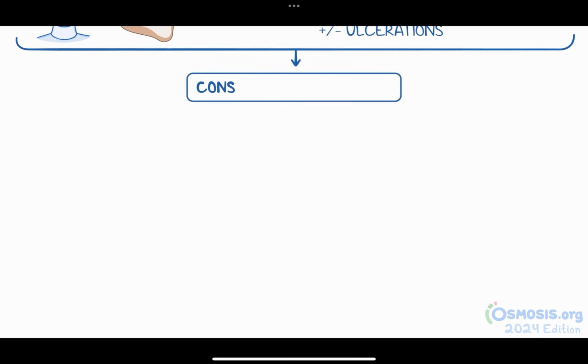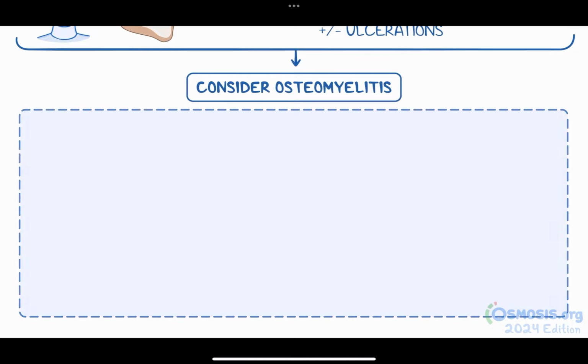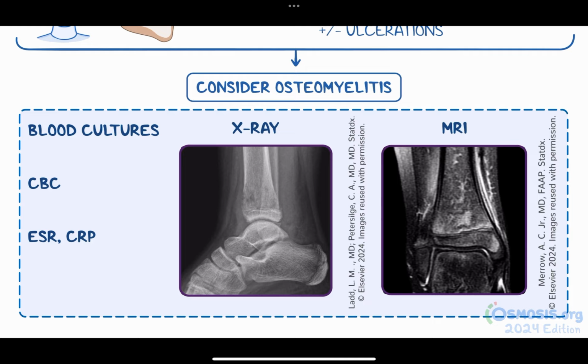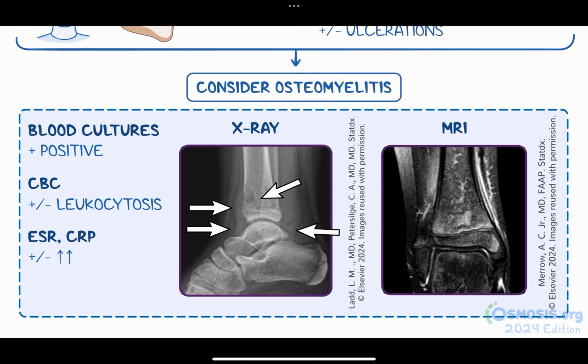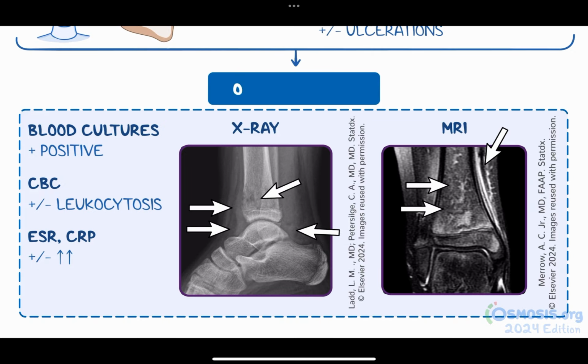Based on these findings, consider osteomyelitis and order labs, including blood cultures, CBC, and inflammatory markers like ESR and CRP. Also, make sure to order imaging, including an X-ray and an MRI. Labs will reveal positive blood cultures, possibly with leukocytosis, and the ESR and CRP could be elevated. The X-ray can be normal, or may show overlying soft tissue swelling with cortical bone destruction and an underlying lucent bony lesion, while the MRI typically reveals bone marrow edema and overlying periosteal and subcutaneous edema. In this case, diagnose osteomyelitis.